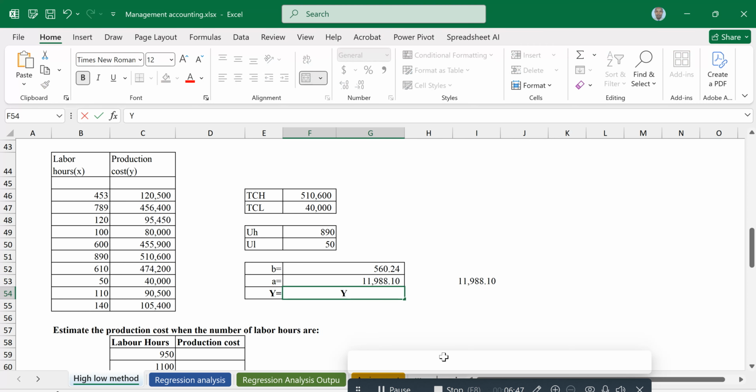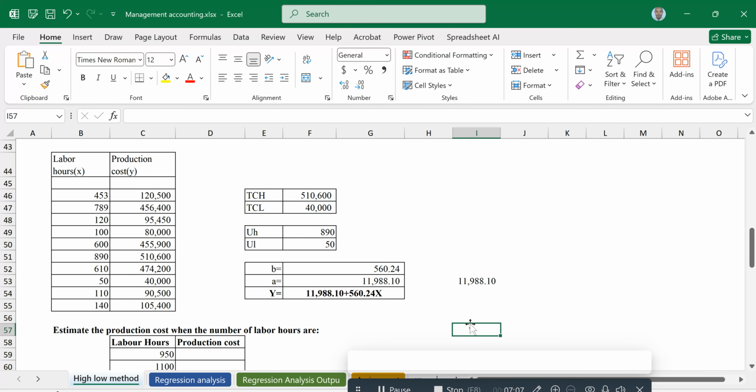Y is equal to A, which is 11,988.10, plus B, which is 560.24, X. That is how the equation will look.